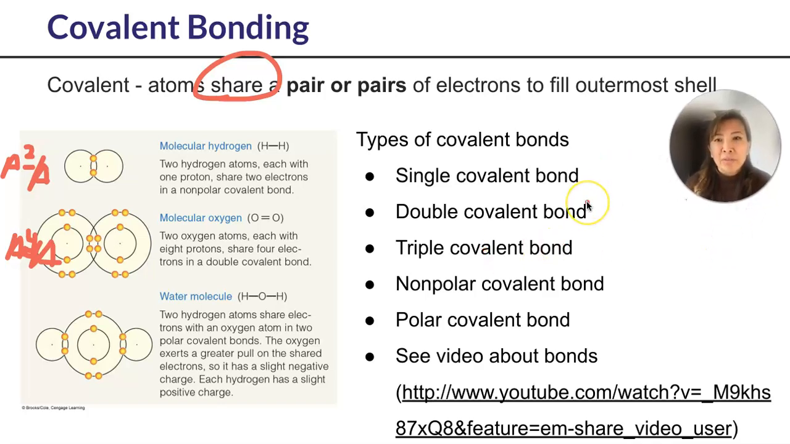And we can have a nonpolar covalent bond, which means that between these 2 atoms, they're sharing the electron equally, compared to a polar covalent bond. In a polar covalent bond, they're not sharing equally. So we observe that with water. With water, while they are sharing the electrons, they're not sharing equally.